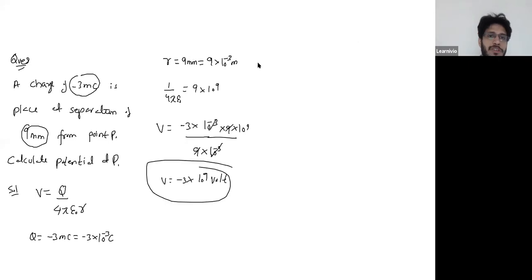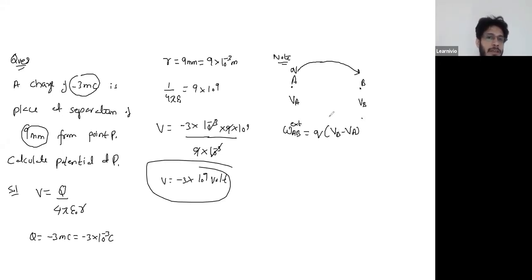There's one more type of question, very simple question. So first write down the formula. Let's say you have 2 points, a point A and a point B. Potential at A is VA, potential at B is VB. You have a charge Q. You're supposed to calculate work done in carrying this charge Q from A to B. Work done by external force. Then this work done is simply charge multiplied by potential at B minus potential at A. This is how we calculate work done in carrying a charge from one point to another.